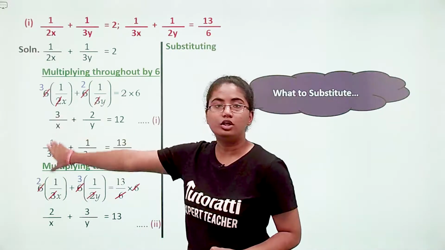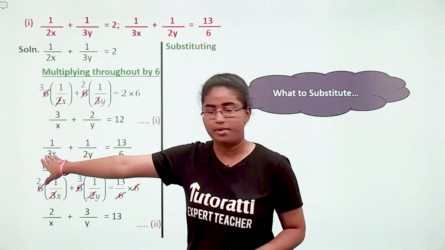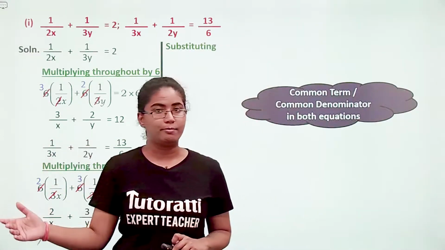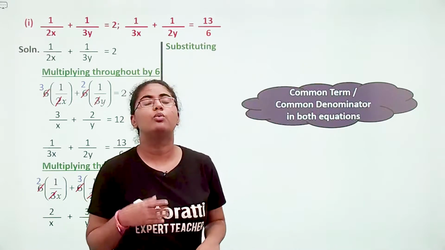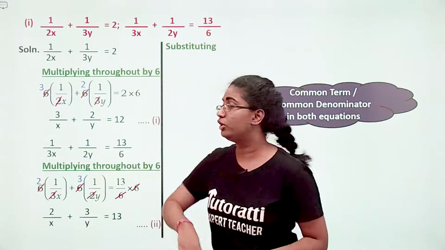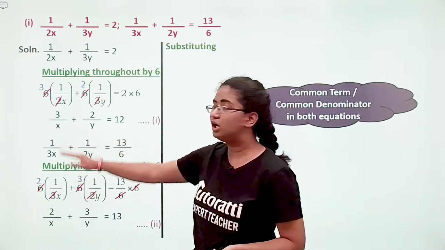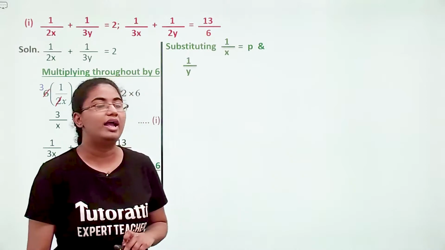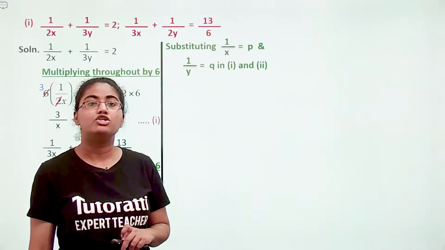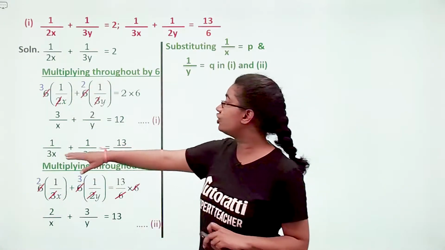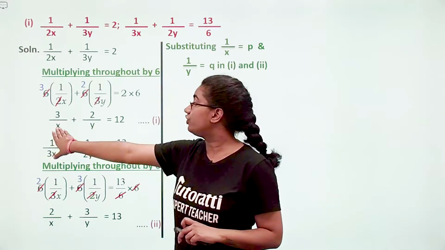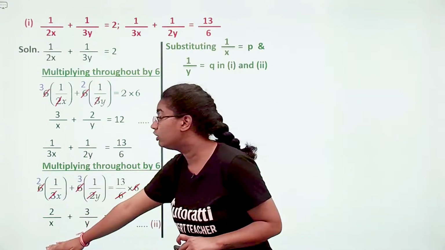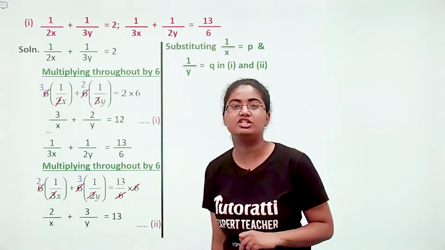So what to substitute? जो इसको linear बना सकता है. So 1 upon x will be substituted as a temporary variable and 1 upon y will be substituted as a temporary variable because it is common in both the equations, right? So you'll have 1 upon x as p and 1 upon y as q. Okay, so equation 1 and 2 can be rewritten as क्या होगा? 3p plus 2q is equals to 12 and 2p plus 3q is equals to 13.